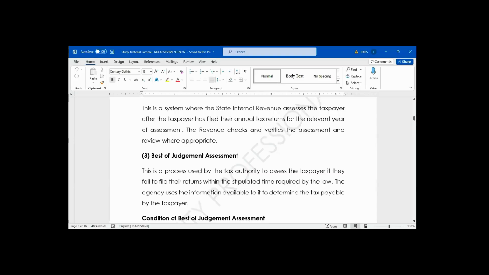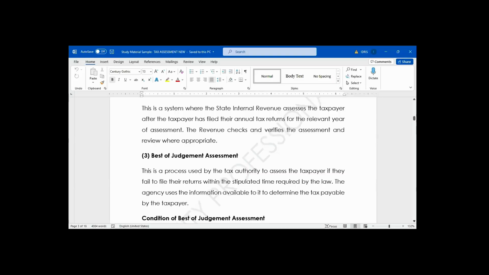So another type of assessment we have is called best of judgment assessment. What is best of judgment assessment? It is an assessment raised by the tax authority when the taxpayer fails to file their return within the stipulated time required by the law. The tax authority gives the taxpayer the privilege to file their return based on self-assessment.